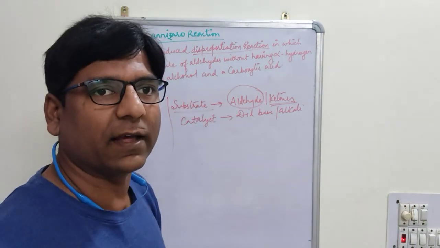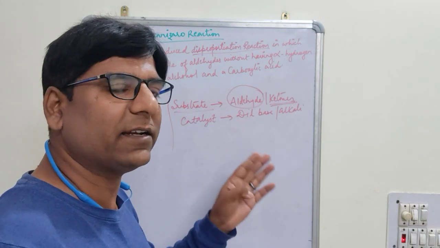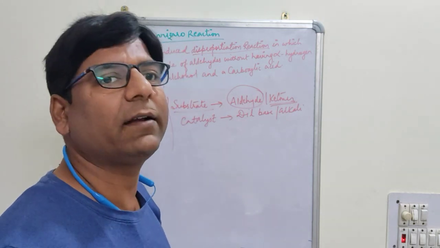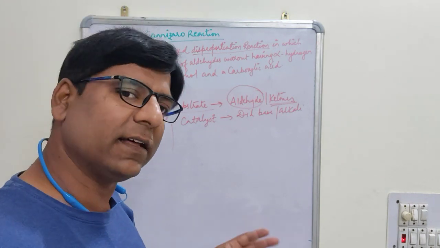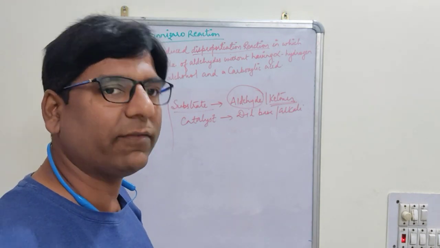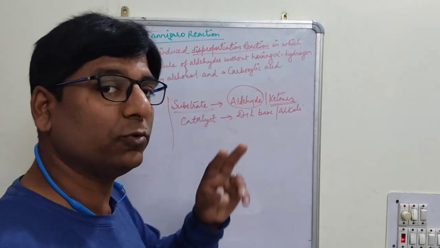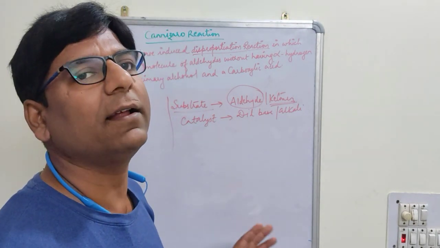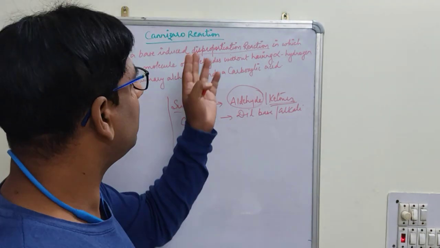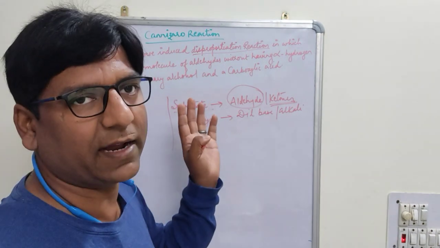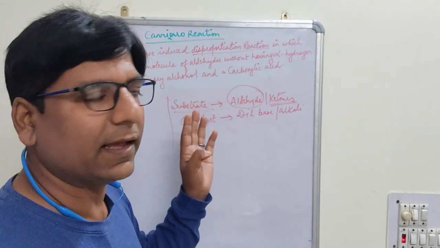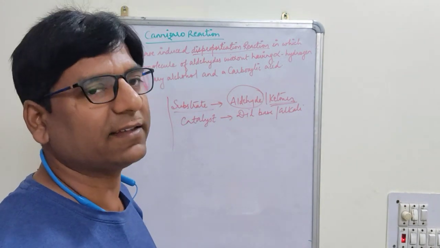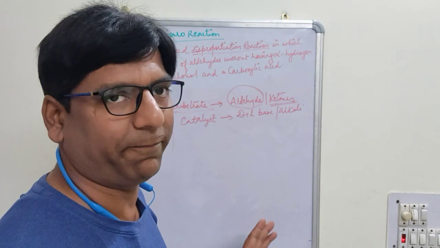Disproportionation reaction means that of the 2 moles of aldehyde which you take, one aldehyde will get oxidized and the other aldehyde will get reduced. Means with the two same molecules, one molecule will get oxidized and the other molecule will get reduced. That is the meaning of a disproportionation reaction: the same molecule is oxidized and reduced simultaneously.